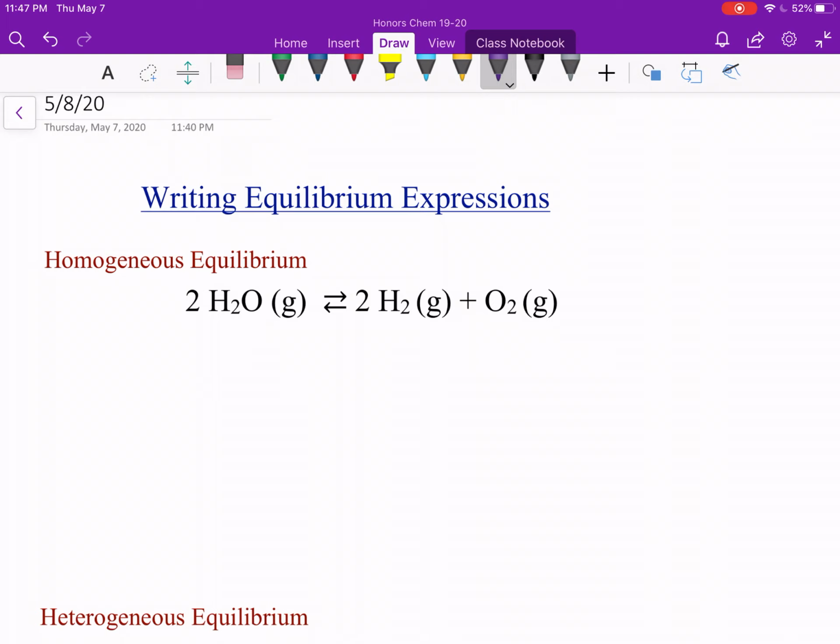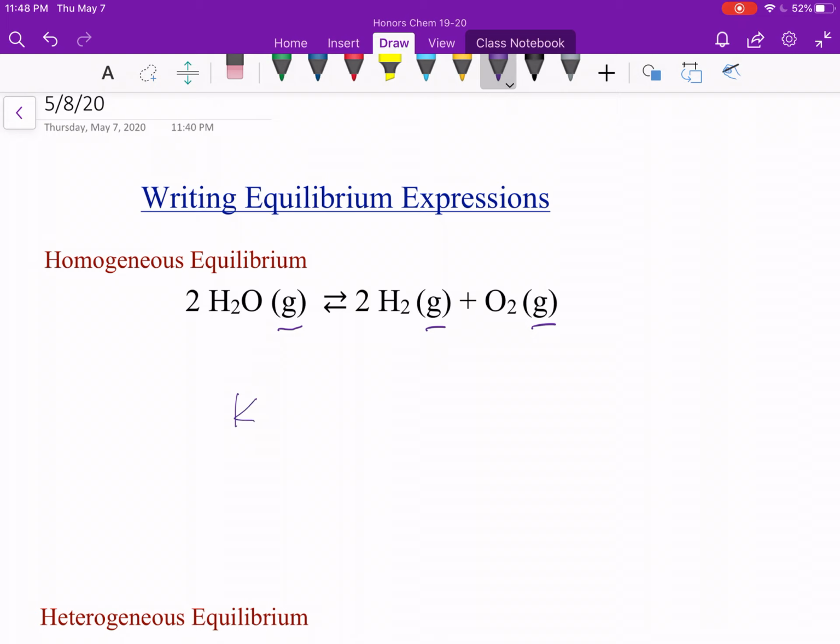The big thing when we're writing equilibrium expressions is to look at it and see what we're dealing with. We can have two different types of equilibrium, really: a homogeneous equilibrium or a heterogeneous equilibrium. In a homogeneous equilibrium, our reactants and products are all in the same state. So when we write our equilibrium expression for this, it's going to be fairly simple.